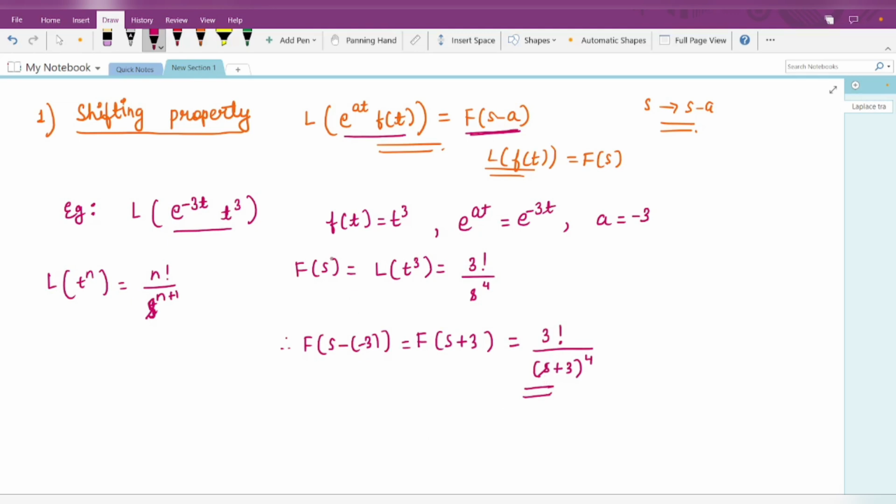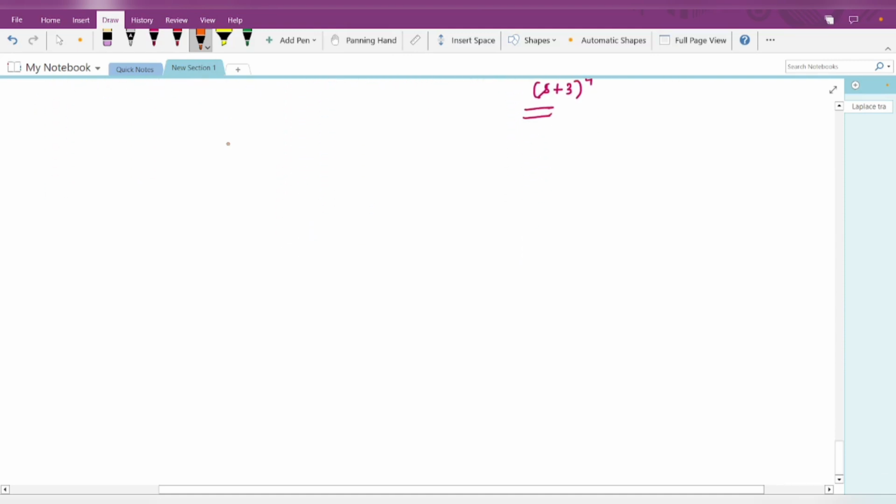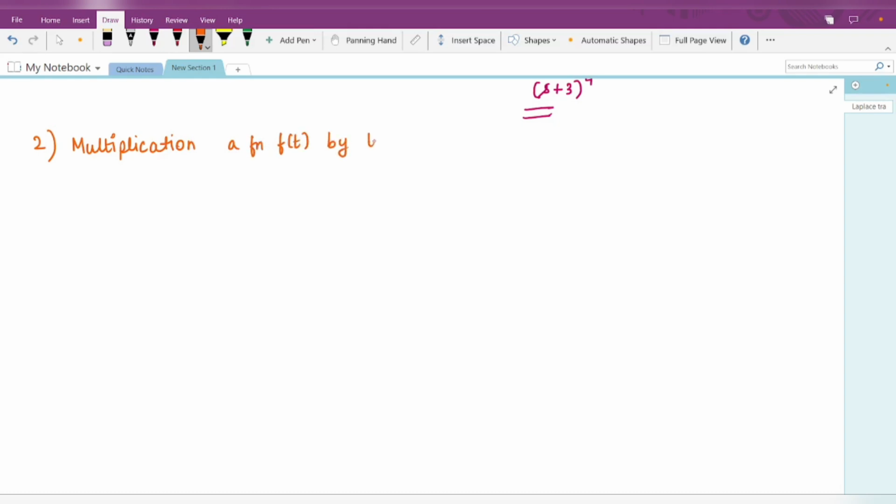So these are a few properties using which the work becomes easier and we can find the Laplace transformation easily. So let us see the next property. Now the next property says that if we are multiplying a function by t raised to n, then how we can find the Laplace transformation easily. So this property says that L of t raised to n f of t is equal to minus 1 raised to n d raised to n by ds raised to n f of s.